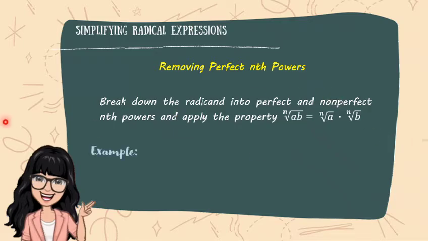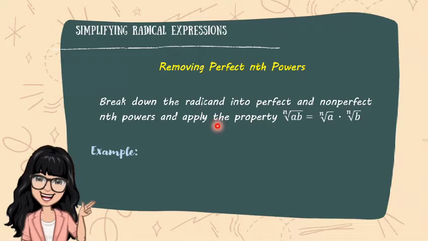So let us have an example. So we have here square root of 8x cubed y raised to 6 z raised to 13. Now, notice that this whole expression is not a perfect square, but this expression has factors which are perfect and non-perfect squares, because we are using here your index is equal to 2, so we are dealing with square roots, so we will be dealing with perfect squares and non-perfect squares.